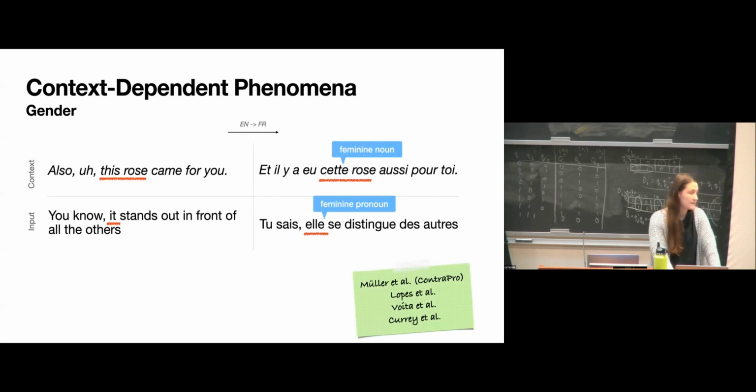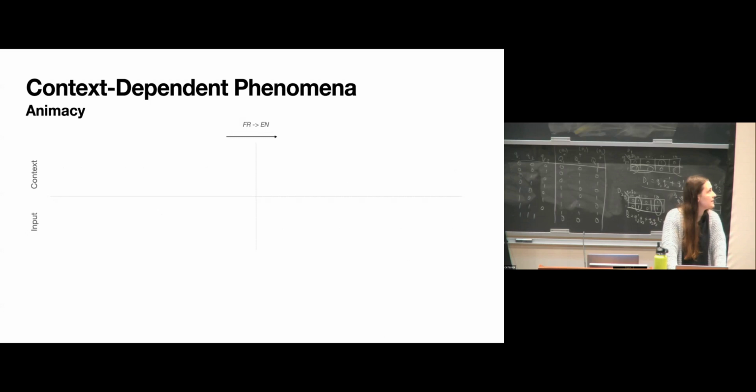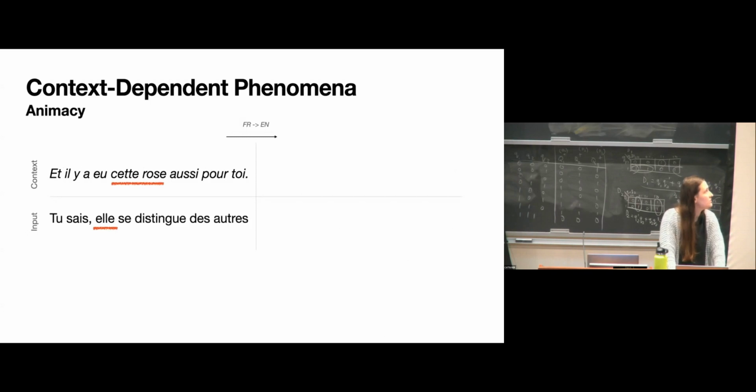This concept of gender translation has been studied in French, German, Russian, a handful of languages by a variety of people. What's interesting about this particular phenomenon is that it's also ambiguous in reverse. So I have this rose in French, and I have this feminine pronoun. If you took a French class growing up or any other gendered language class, you probably learned that elle, for example, or ella translates to she.